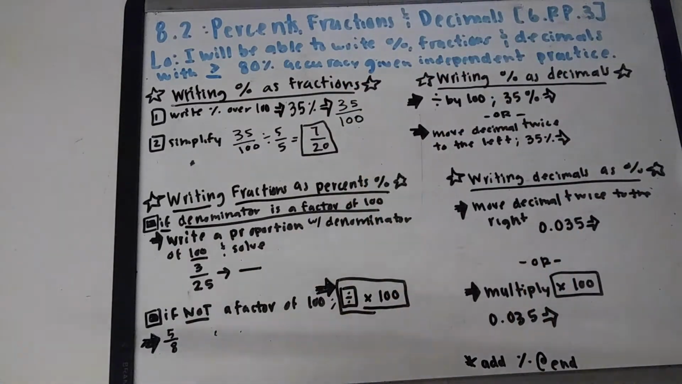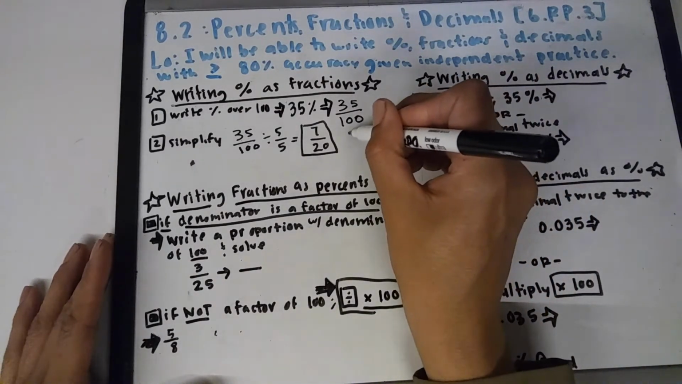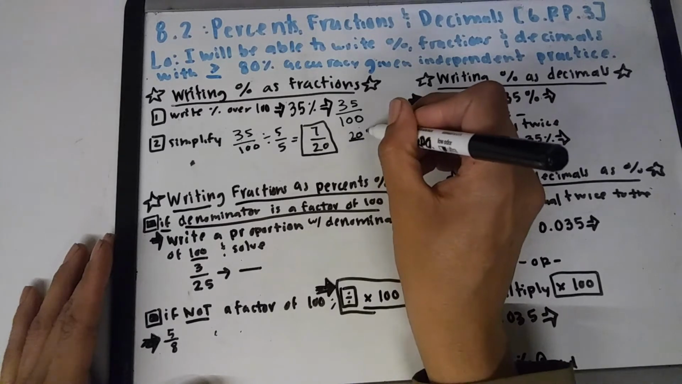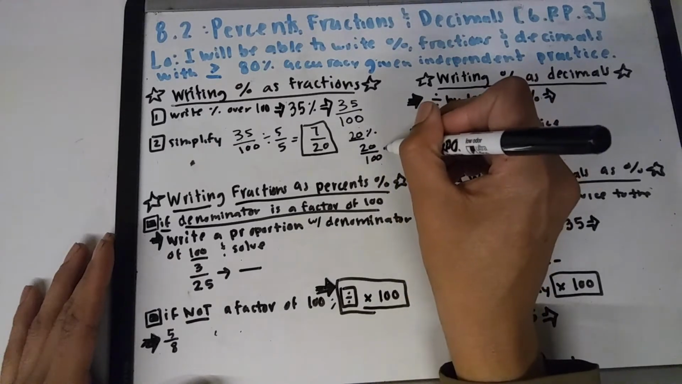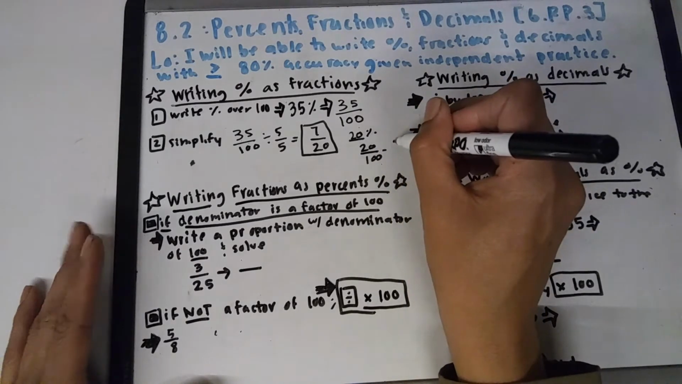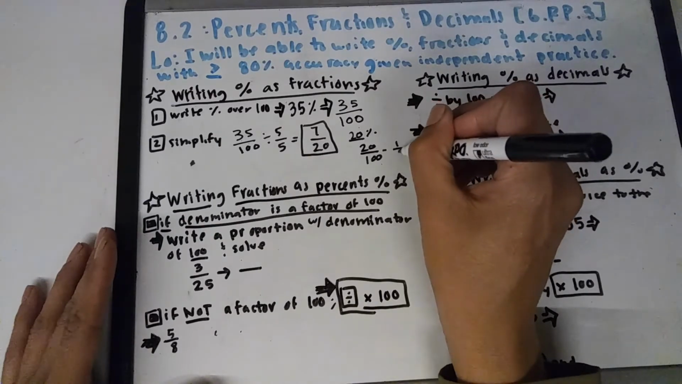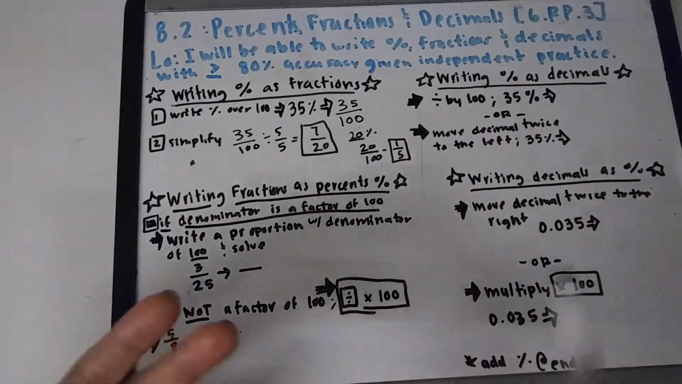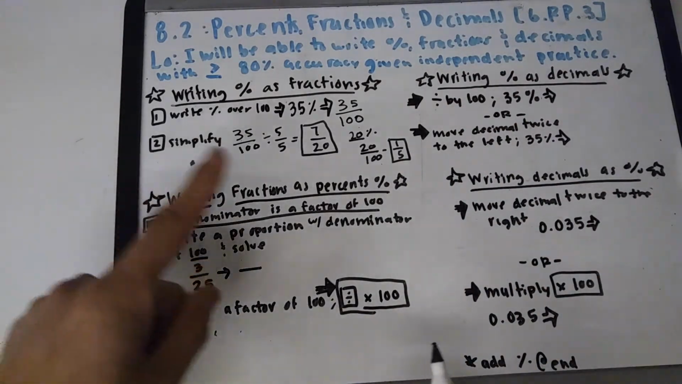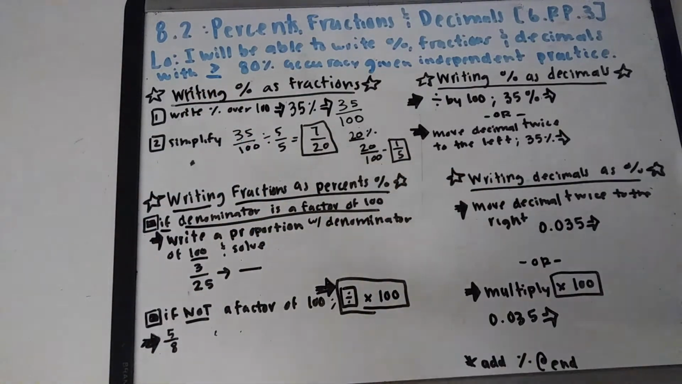Okay, let me give you another one. For instance, if you had 20 over 100, I mean 20%, that will be 20 over 100, and then you basically divide by 20 over 20, which you end up having 1 over 5, which will be your final answer. There are times that you cannot simplify any longer, so you just keep it like that. Okay, so that's writing a percent as a fraction. Again, you just write it over 100, and then you simplify.